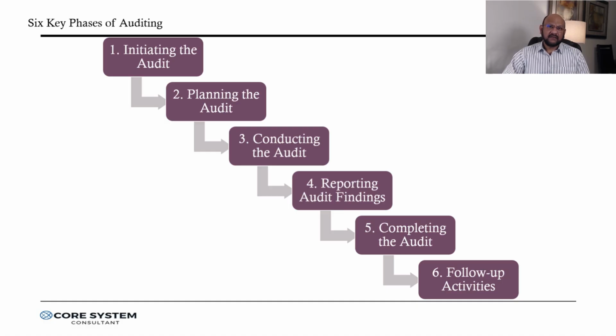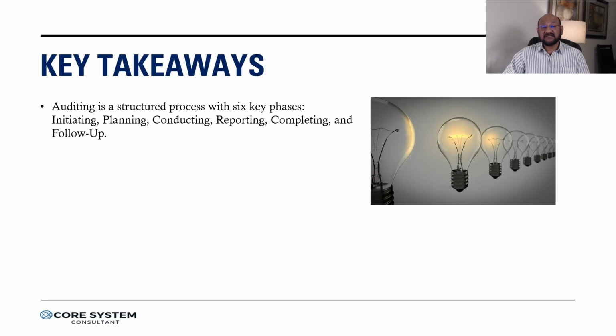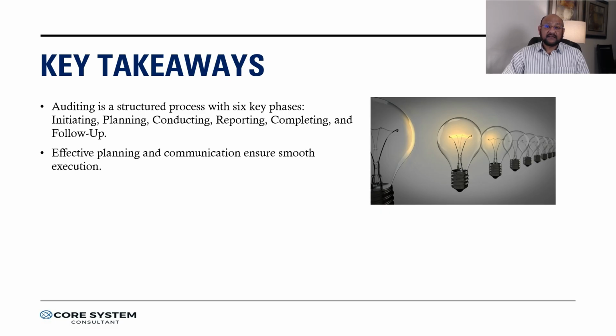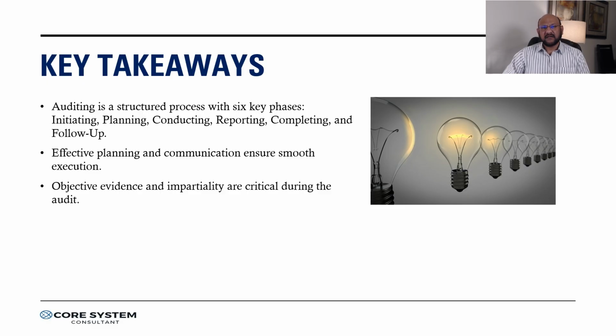The key takeaway out of this whole thing is that it is a structured process with six key phases, as I've just explained. The planning plays a very, very important role in the whole audit process. The more effective the planning is, the further ahead it is done, and the better it is communicated to the auditor and the auditee, the smoother the process execution will be. You need to maintain objectivity and impartiality during the internal audit process. We make sure not to send the same people to their respective departments. Rather, some other people are sent to those departments to maintain cross-functioning, impartiality and unbiasedness.